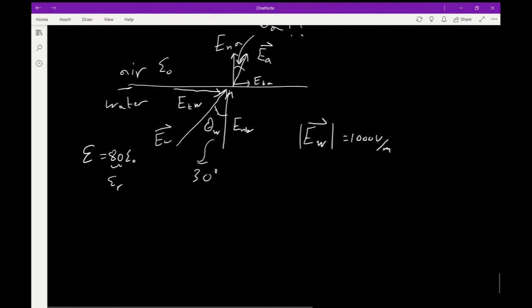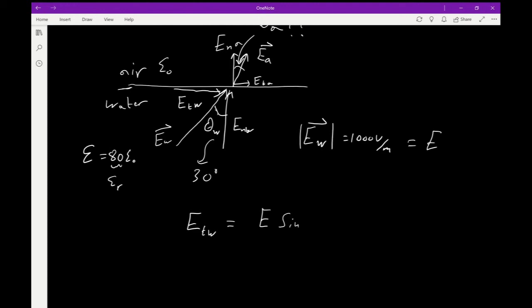Alright, so we can easily solve this. We can find the tangential and normal components of the field, right? So the tangential components are just E. So this is E, I'll call this E.